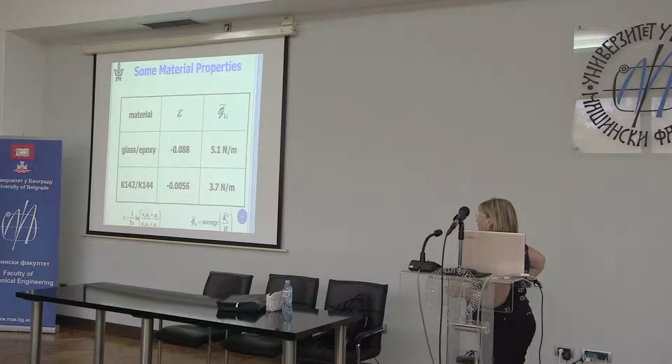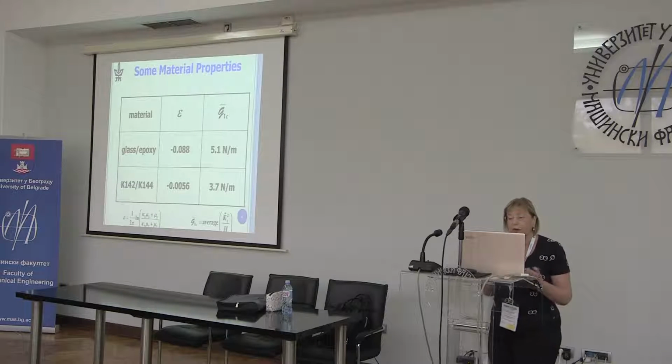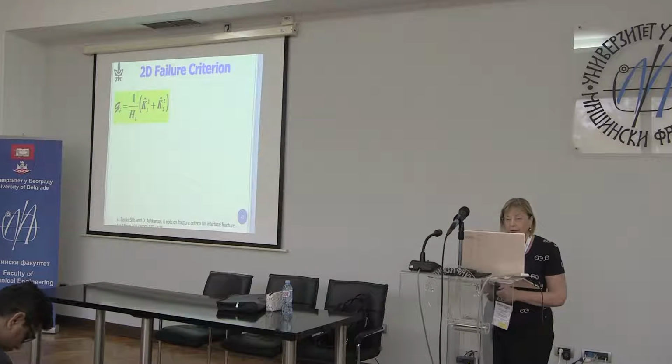For each one, we calculate K1 hat, divide by this mechanical parameter H, and we take the average, and that's our K1C, which is given here. They're very low, 5.1 newtons per meter and 3.7 newtons per meter. Those are very, very low toughness values. But we're talking about glass epoxy and a rather smooth interface.